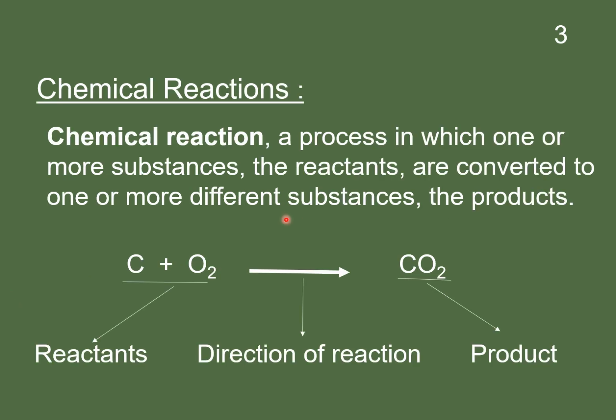Chemical reaction: a process in which one or more substances, the reactants, are converted to one or more different substances, the products. There is a chemical reaction in which carbon and oxygen react together and form carbon dioxide. Carbon and oxygen are the reactants. Carbon dioxide is the product, and this arrow indicates the direction of the reaction.